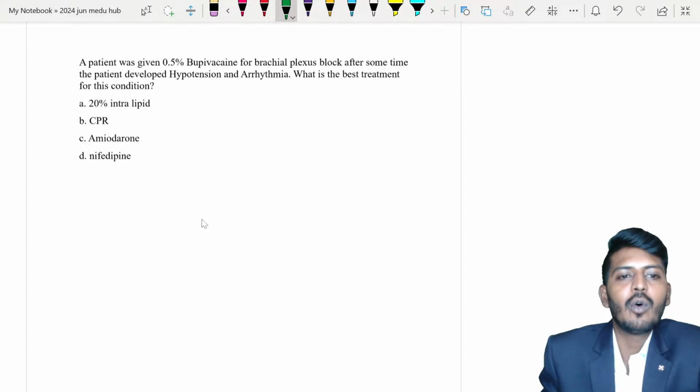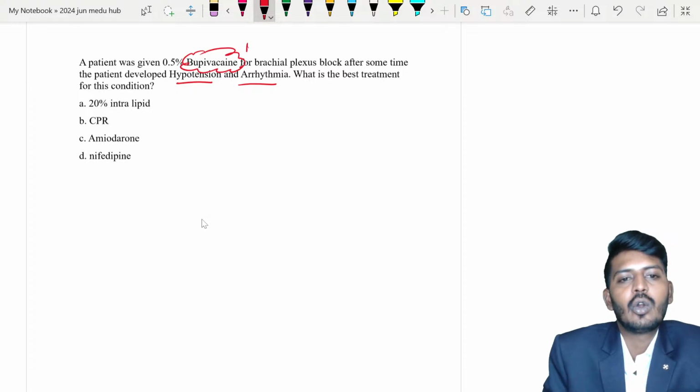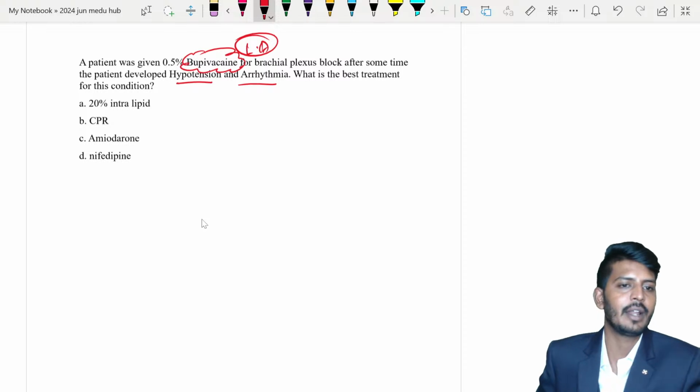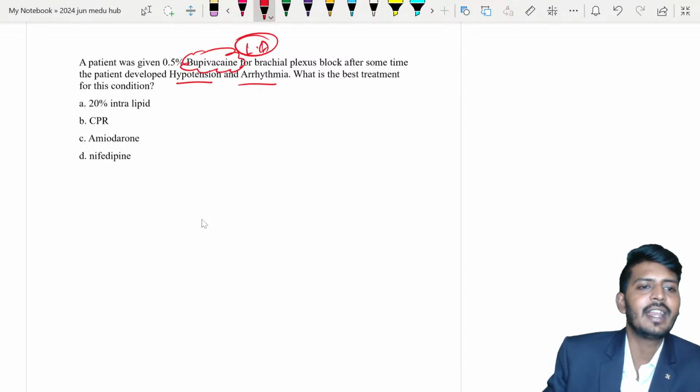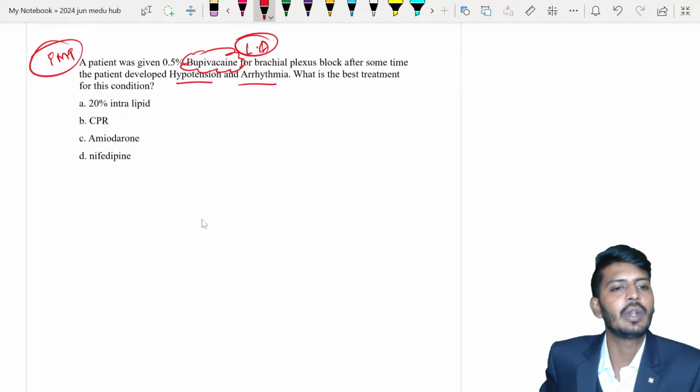So he is having an overdose of what is that? Yes, hypotension and arrhythmia caused by what? Bupivacaine. So bupivacaine is a local anesthetic. Local anesthetic has become an overdose. What is the treatment of choice for this condition? So this is a very important PYQ. This has been repeated a lot of times. Okay, so what is that? 20% intralipid, cardiopulmonary resuscitation, amiodarone and nifedipine.